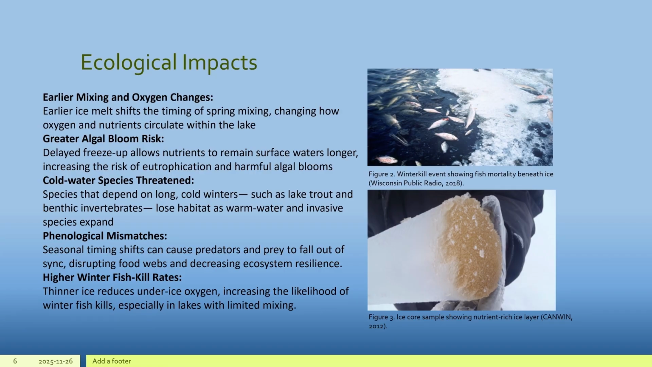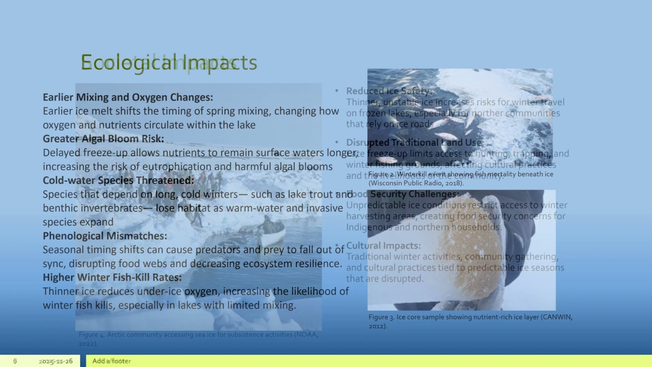We also see timing mismatches. When seasonal cues shift, predators and prey fall out of sync, disrupting food webs. Finally, thinner ice means less oxygen accumulates underneath, raising the risk of winter fish kills.